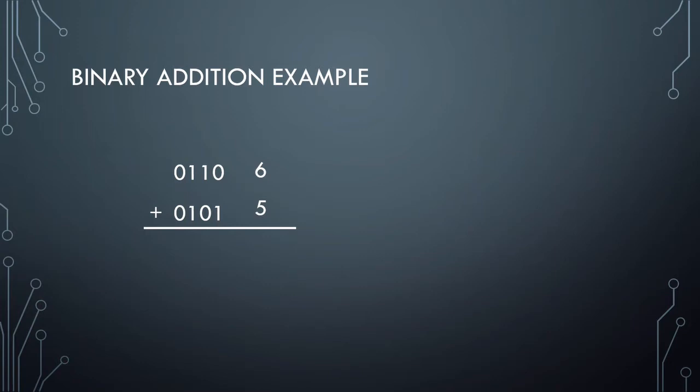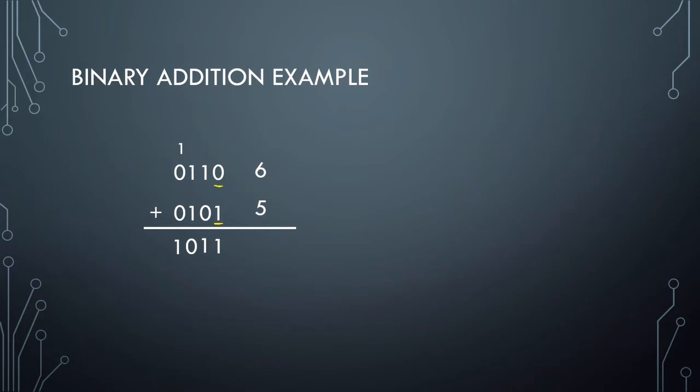So we're going to start by adding the 0 and the 1 on the rightmost side over here. And of course, that's going to be a 1. Next column, 1 plus 0 is of course 1. Now we have 1 plus 1, which remember is 2, but we write that as 1, 0 in binary. So we're going to write the 0 and we're going to carry the 1. And then we have 1 plus 0, which is going to be 1.